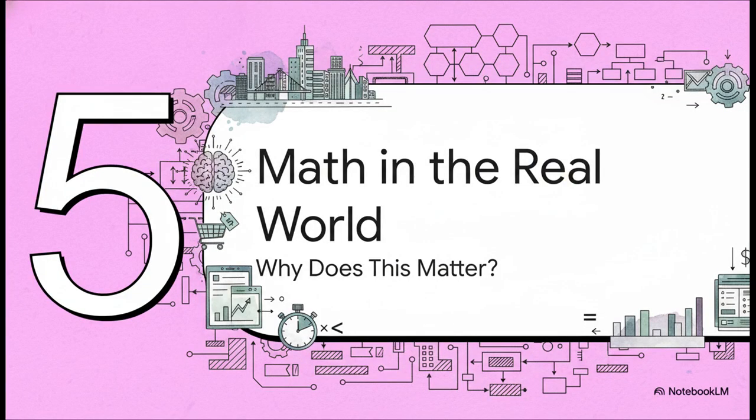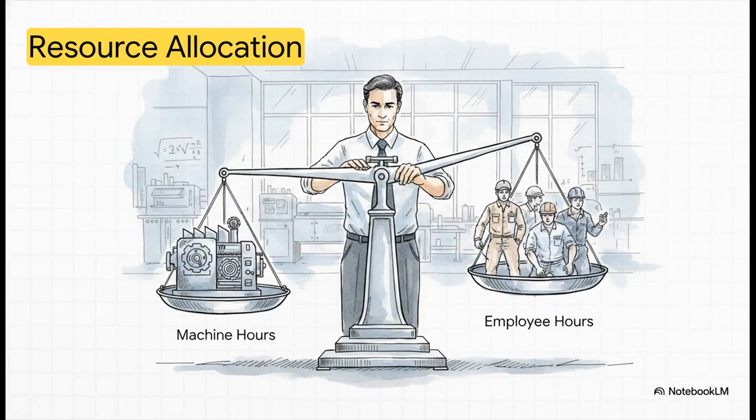So at this point, you might be wondering, okay, that's a neat trick for my algebra class, but why does this actually matter? Well, believe it or not, this exact type of thinking powers huge decisions in the real world every single day. Take something like resource allocation. Imagine a factory manager. They have limits, right? A limited number of machine hours, a limited number of employee hours. By setting up a system of equations for those limits, they can use this exact substitution method to find the perfect balance, the schedule that gets them the most output without going over budget. It's the same logic we just used.